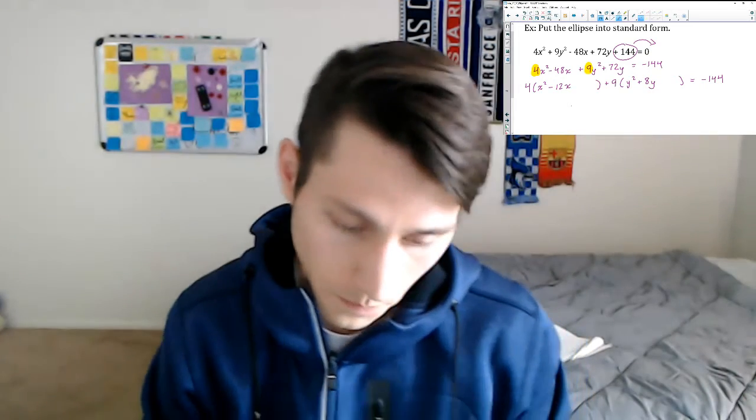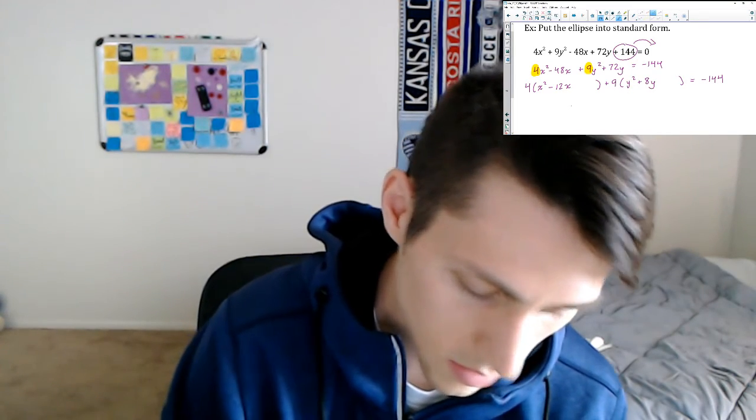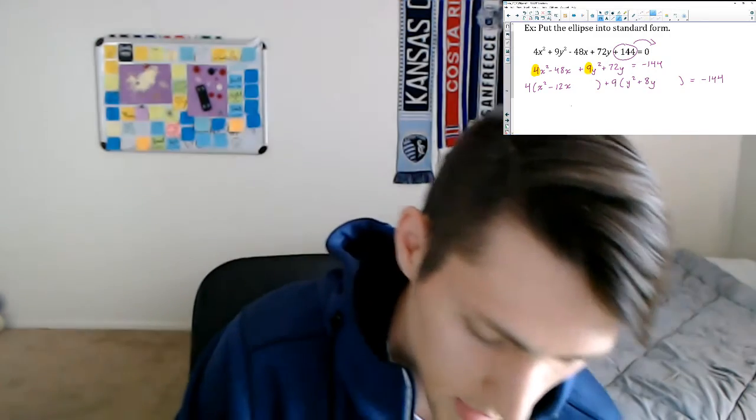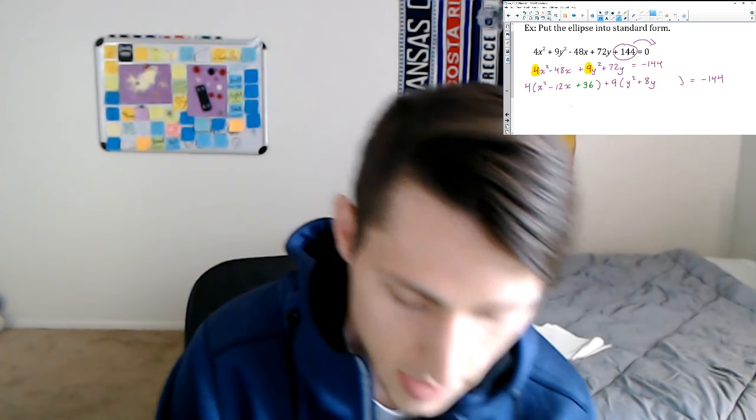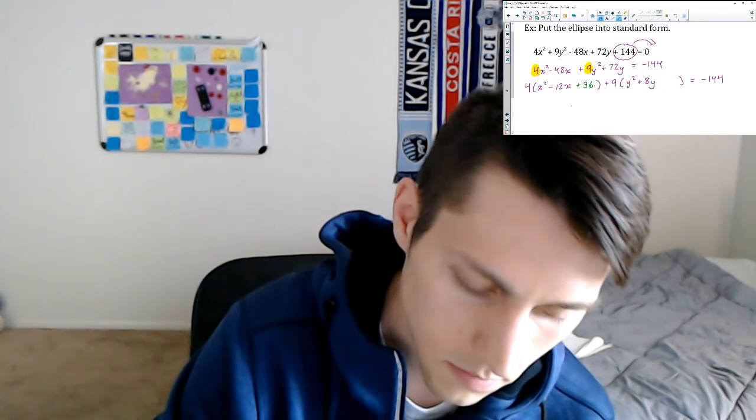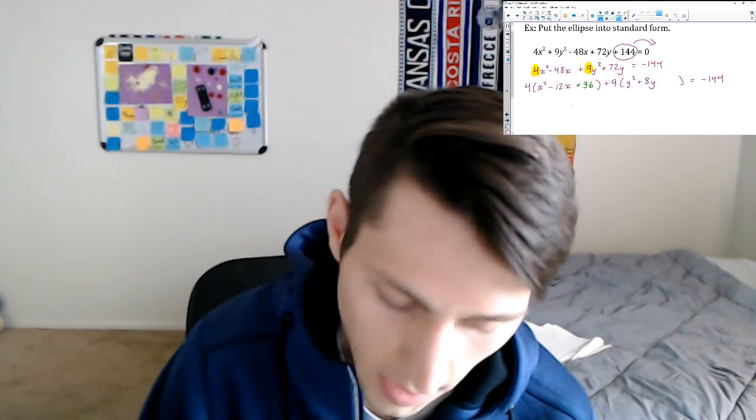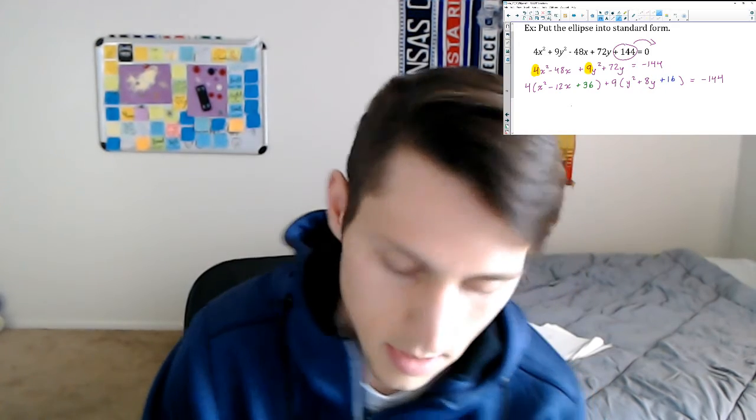All right. So we factored out the 4. We factored out the 9. So now I'm going to complete the square for both. Complete it for the x, complete it for the y's. Negative 12 over 2 is negative 6. Negative 6 squared is 36. Now completing for the y's, 8 over 2 is 4. 4 squared is 16.